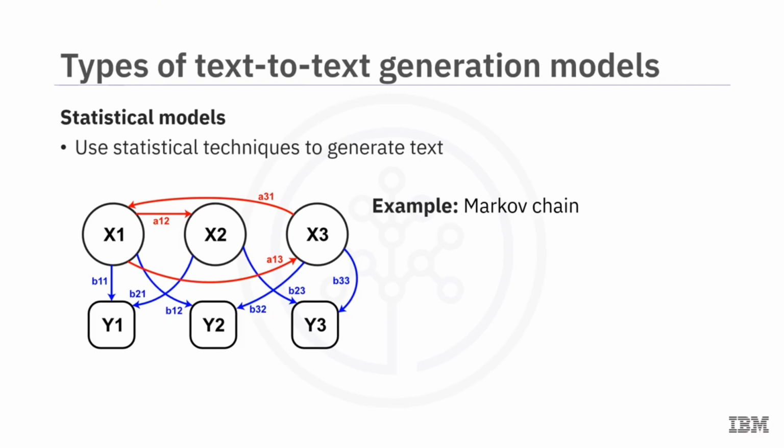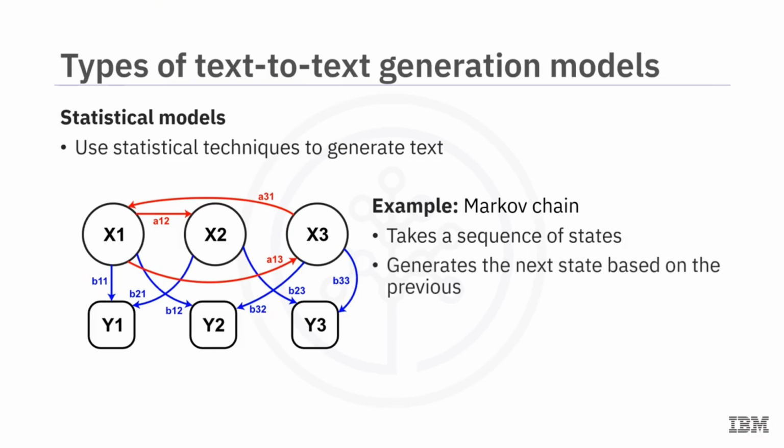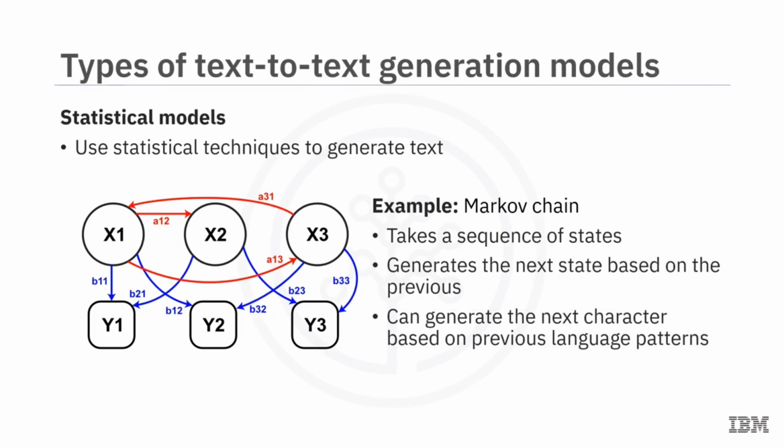A Markov chain generates text by starting with a seed state and then generating the next state based on the previous state. For example, it can predict and generate the next character based on previously observed language patterns. Markov chains can generate text for several purposes, like speech recognition and journalism.